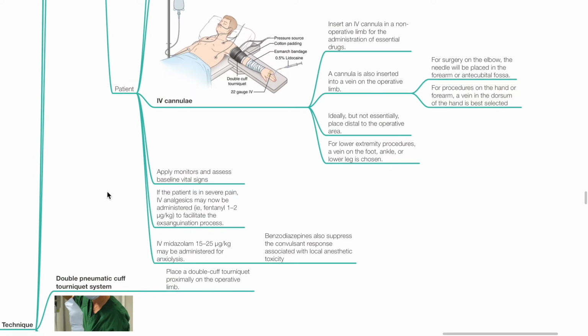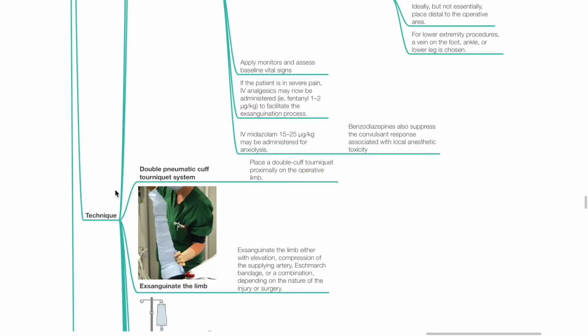Apply monitors and assess baseline vital signs. If the patient is in severe pain, IV analgesics may be administered, such as fentanyl boluses, to facilitate the exsanguination process. IV midazolam may be administered for anxiolysis. Benzodiazepines also suppress the convulsant response associated with LA toxicity. Place a double cuff pneumatic tourniquet system proximally on the operated limb.